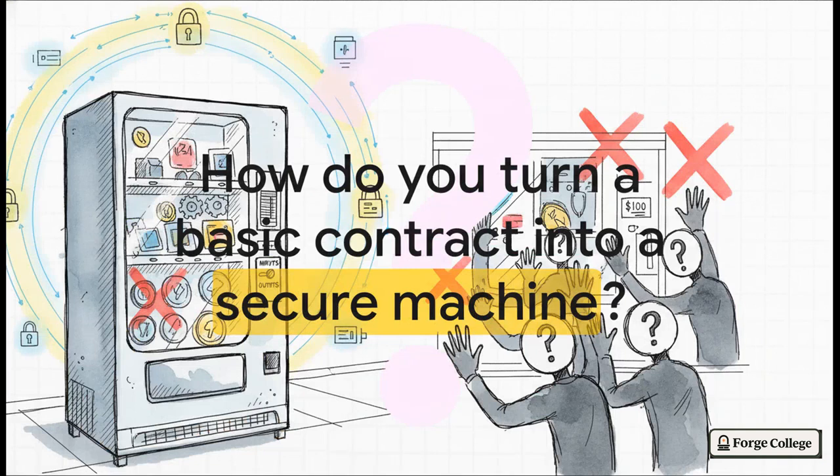So, how do you turn a basic contract into a secure machine? To wrap our heads around this, I want you to imagine a smart contract as a mechanical vending machine just sitting out in the middle of a crowded street. It holds valuable items, it takes instructions, and it dispenses outputs. But here's the multi-million-dollar question, right? How do we prevent random people from just wandering up, reaching right through the glass, and changing the internal prices of the candy to zero? That is exactly what we are solving today.